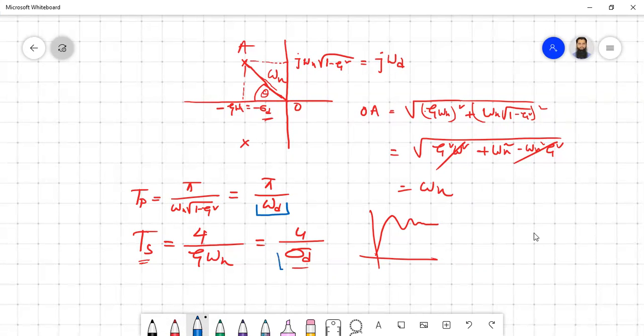So basically, as you can see, the location of your pole is actually determining the behavior of your system. The system's response behavior or specifications, the TP, TS, or the TR, are all related to the location of the pole.